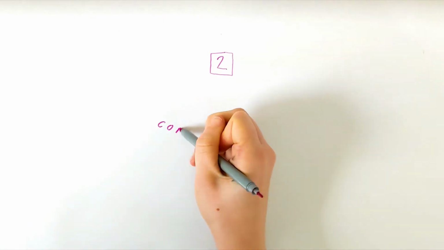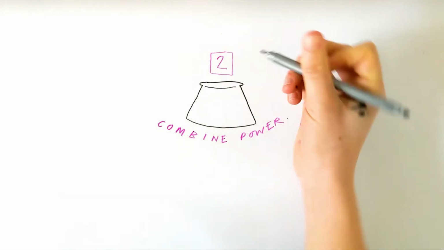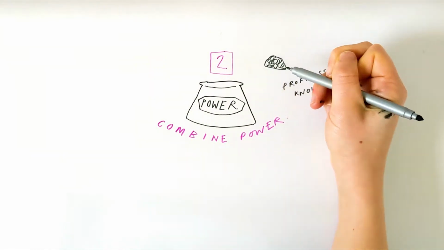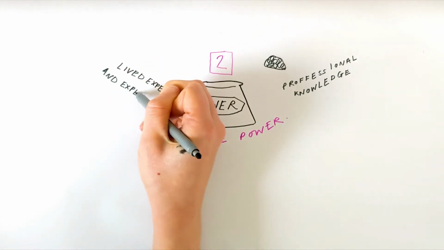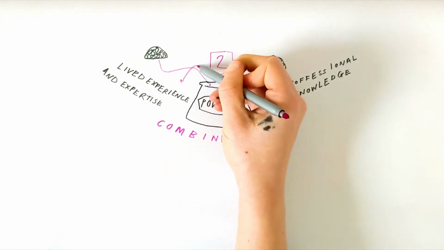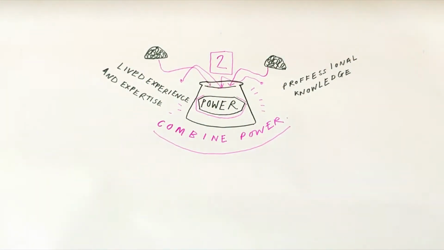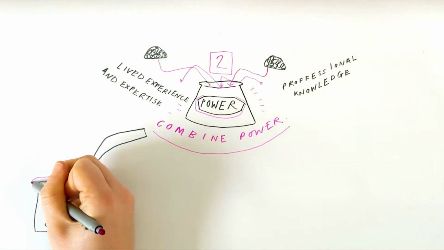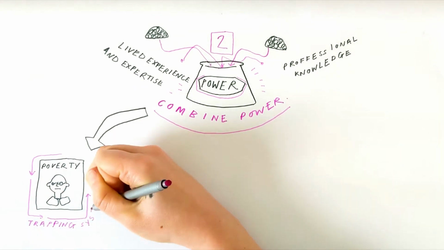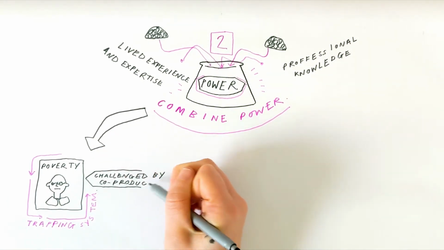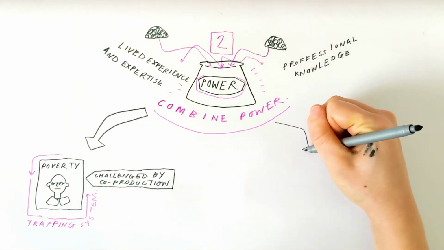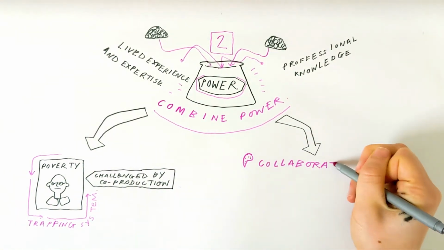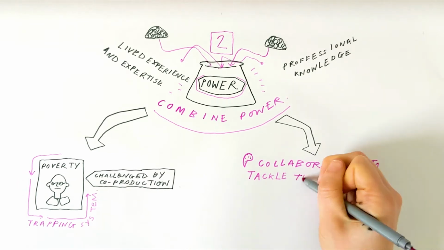Secondly, we co-produce our work so that we can combine our different sources of power. By combining the power of our professional knowledge and capabilities with our lived experience and expertise, we increase our ability to meaningfully tackle the causes and symptoms of poverty. We also strengthen our collective ability to challenge the systems which trap people in poverty. This helps Turn2us to meet its strategic purpose of collaborating to tackle the causes and symptoms of poverty.